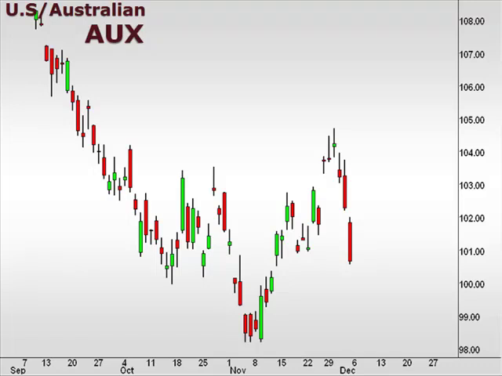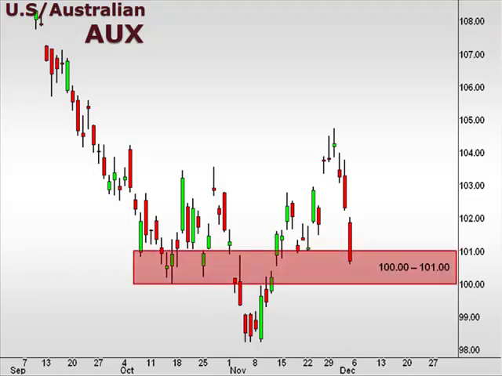Let's take a look at the AUX, the US versus the Australian dollar. The AUX lost a full 4 points last week, dropping all the way down to our 100-101 focal zone. Now, we should see a bounce up to test this 102, 102.5 focal zone. However, until we see a break beyond 102.5, we are cautious of a continuation lower.